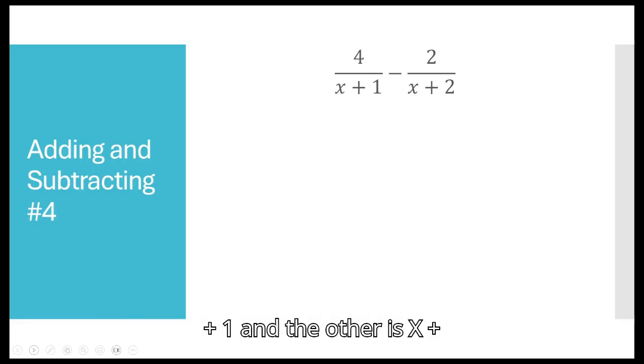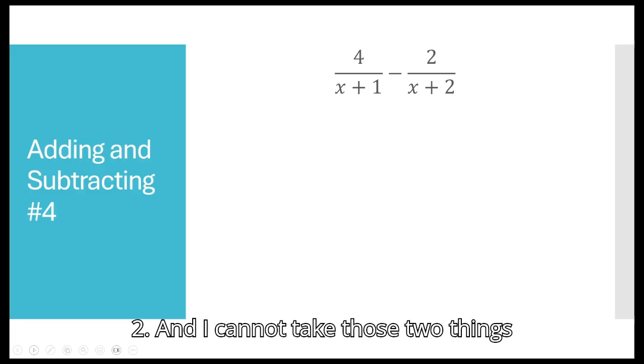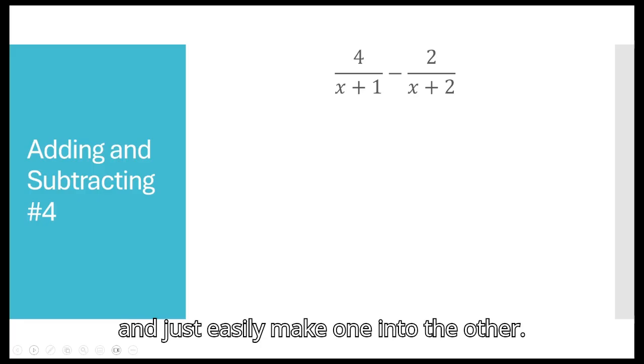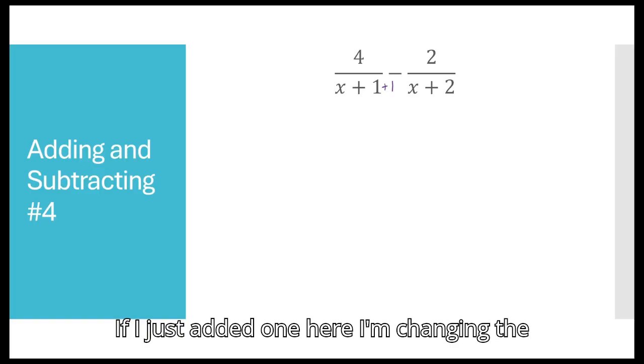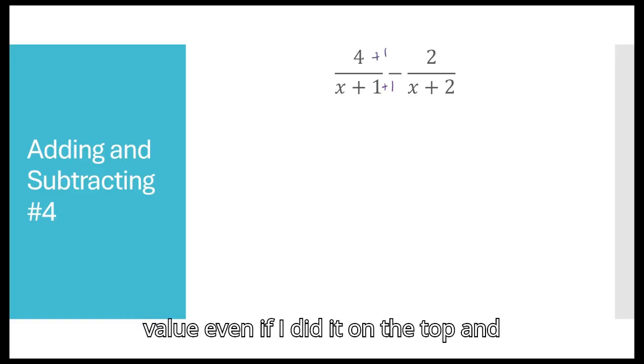One is x plus 1, and the other is x plus 2, and I cannot take those two things and just easily make one into the other. I can't add 1 to x plus 1 and turn it into x plus 2. If I just added 1 here, I'm changing the value, even if I did it on the top and the bottom.